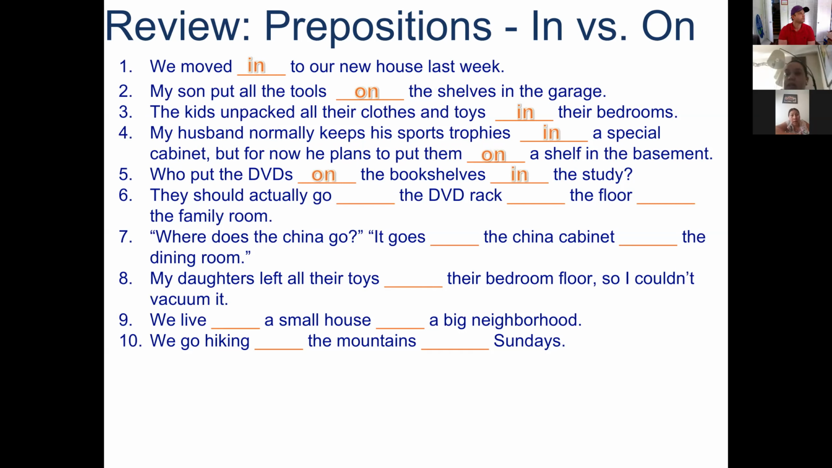They should actually go in the DVD rack. Again, on. In. I would say on the rack. In the rack. In the DVD rack. On the floor. In the family room.